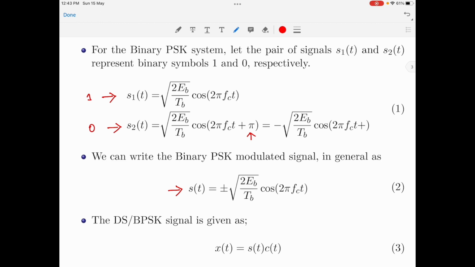Then, as per the DS-BPSK system, S of t is given as input to the direct sequence spreading system. The output of this direct sequence spreading is X of t, and it is simply the multiplication of the input of the system, which is S of t, with the PN sequence C of t. So, DS-BPSK signal X of t is equal to S of t multiplied by C of t.